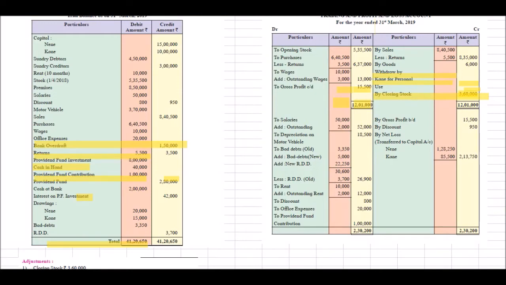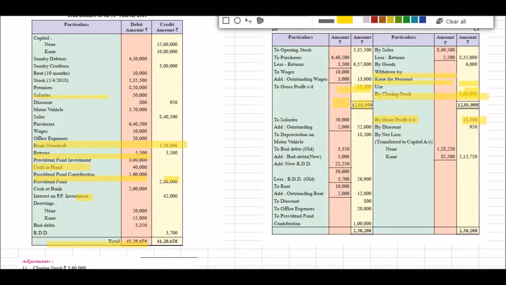So we got an amount of gross profit, 5 lakh 15,500 rupees. This gross profit amount will be taken in the P&L account, so I have taken it on the P&L account credit side, that is 15,500 rupees, for the further calculation. Next is salaries.